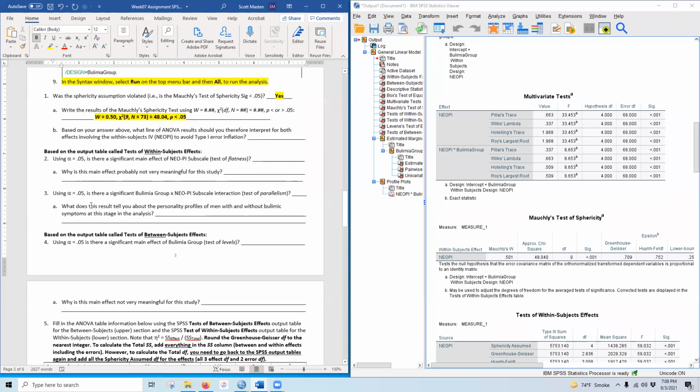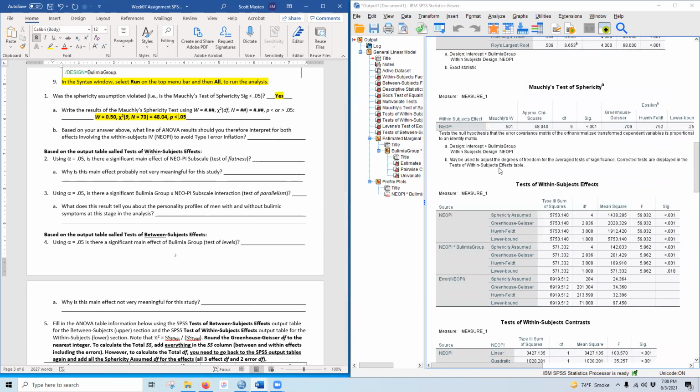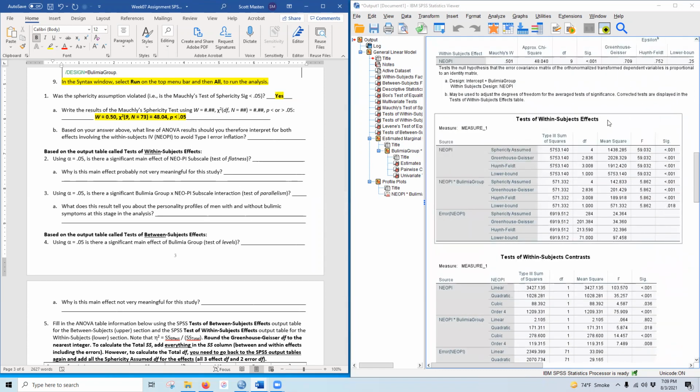So based on the output table called tests of within-subjects effects, and based on the answer above, what line of the ANOVA results should you therefore interpret for both effects involving the within-subjects IV to avoid Type I error inflation? I just have so many words sometimes. So here's our tests of within-subjects effects. We're going to use Greenhouse-Geisser. Let me just make it easy. So let me go ahead and fill that in. Greenhouse-Geisser. And that is the line of results we will interpret for all the effects that are in here.